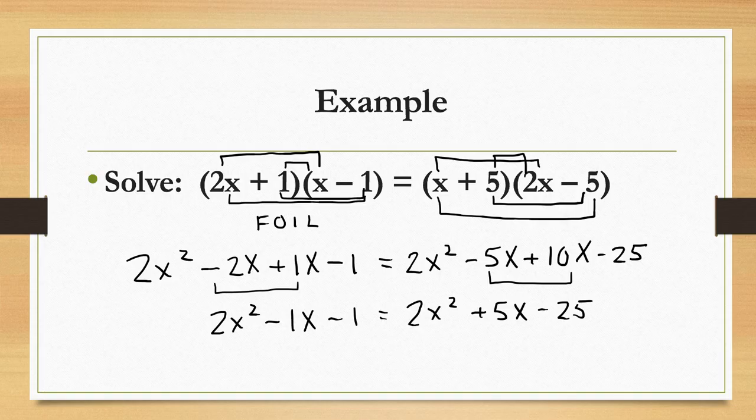So now that we've combined like terms, we're ready to start moving things around. Remember, your goal is to have the x on one side and the numbers on the other. So I'm going to start by subtracting a 2x squared from both sides.